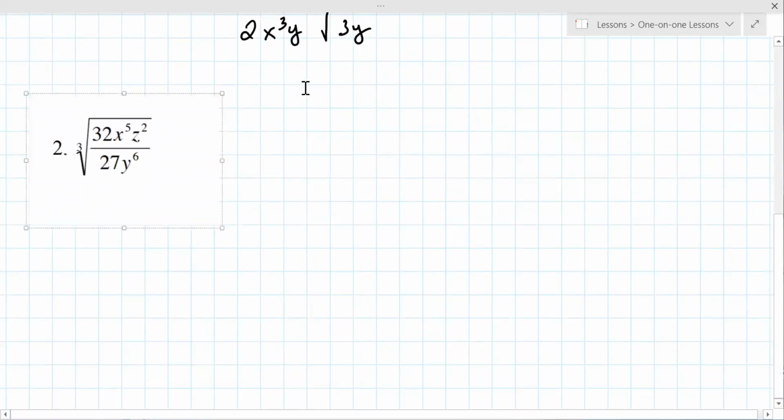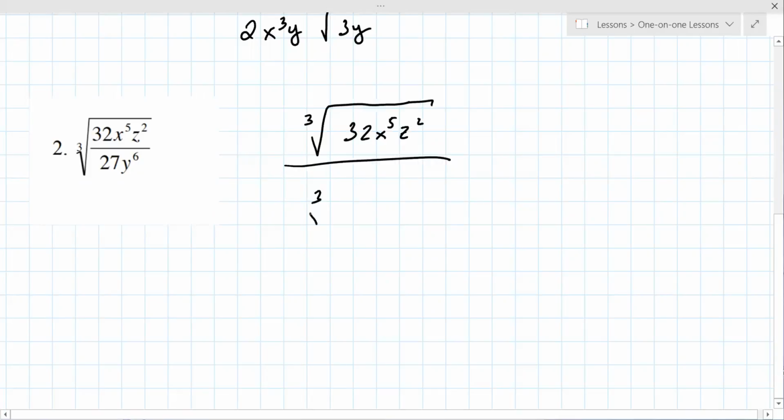Number 2. So cube roots are the same, but you're looking for triplets instead of pairs when you're trying to figure out what you can bring out. The other property here is that it becomes the cube root of the top divided by the cube root of the bottom. Okay. So we'll just look at these together.